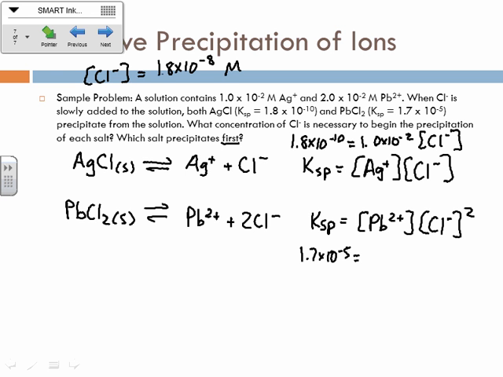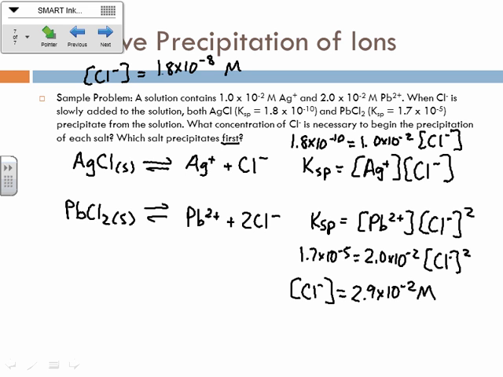Yeah. Okay, so the 2 times 10 to the negative 2nd is the Pb concentration times this one's squared, okay? So then once we divide, we're also going to have to take the square root of our answer here. And so the concentration of the chloride for this one is 2.9 times 10 to the negative 2nd. Okay, so there's our two concentrations, and we can compare these to one another.